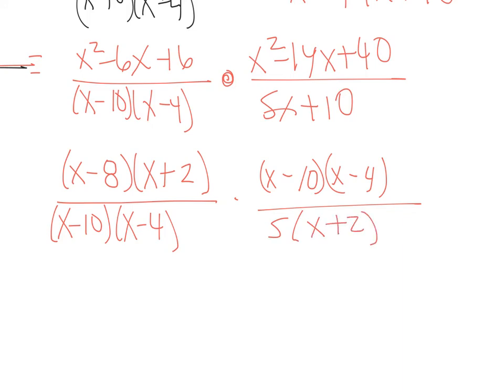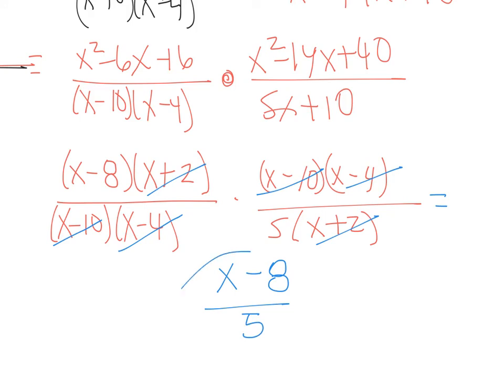Awesome, so now everything is just multiplication here, and everything's fully factored, so any common factors can be divided out. I see x minus 10, x minus 10. I see x minus 4 and x minus 4. I see x plus 2 and x plus 2. And then I think that's it. So on the top, we're left with x minus 8, and on the bottom, we are just left with 5. Voila. Okay, guys, that's all for now.